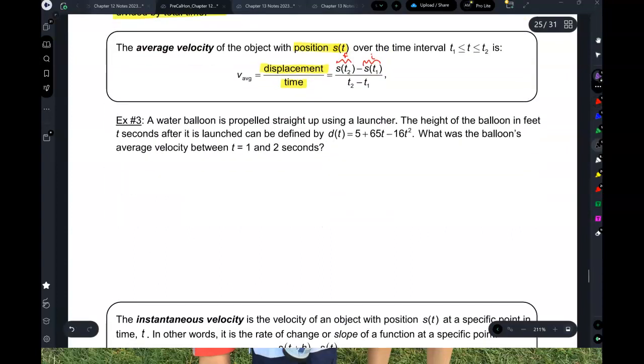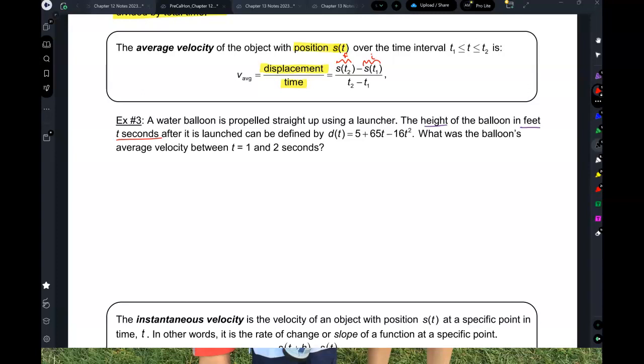Okay, so let's take a look at this. A water balloon is propelled straight up using a launcher. The height of the balloon in feet, t seconds after it is launched, can be defined by this. So the height is given in feet, and then t seconds after. Those are the units.